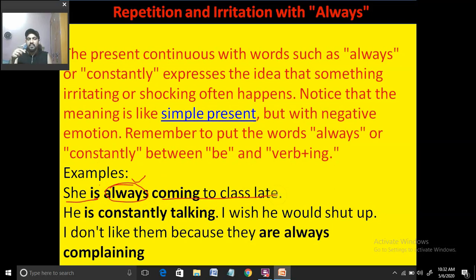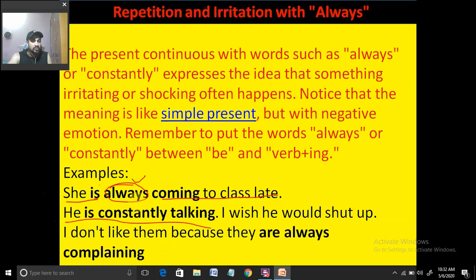She is always coming to class late. Here somebody is irritated that she's always coming to class late. Somebody is trying to say it like this. He is constantly talking. Somebody is getting irritated, somebody is not happy with the fact that he is constantly talking.